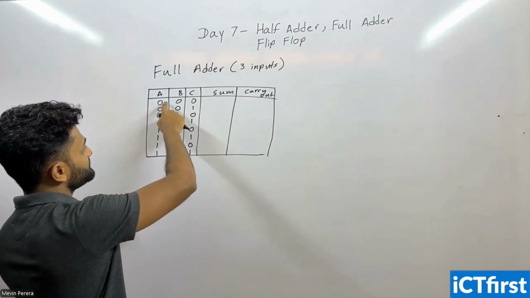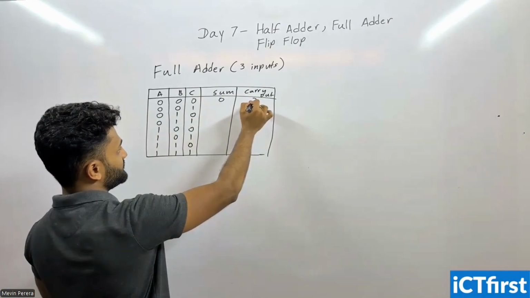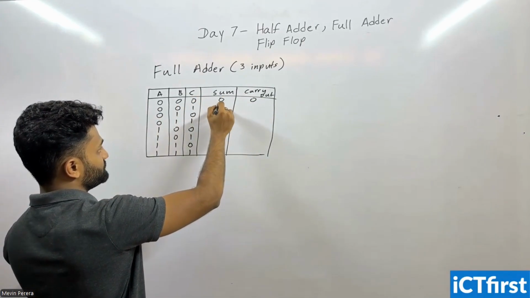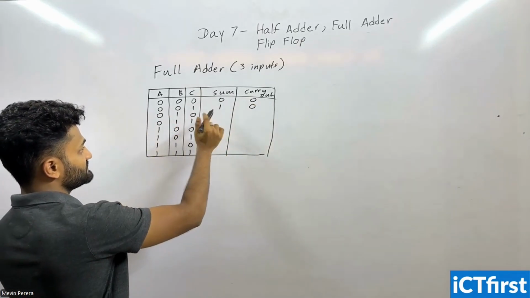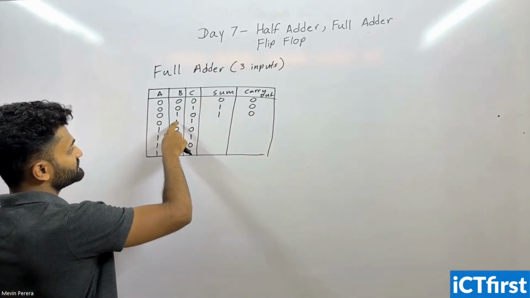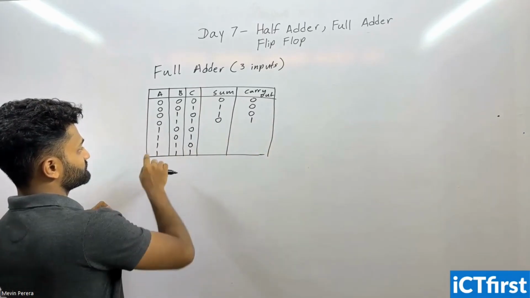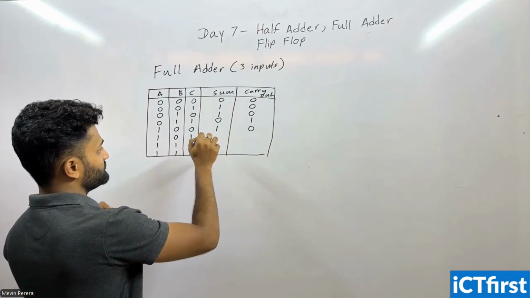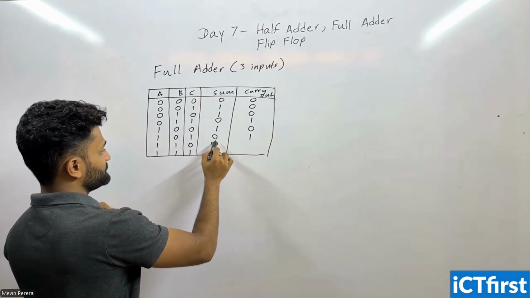Now, if you add three zeros together, sum is 0, carry out is 0. If you add 0, 0 and 1, it would be 1 and still the carry out is 0. Here also the similar result, it will be 1, 0. If you add two ones together, then sum is 0, the carry out would be 1. Here also it's 1 and 0. Here once again 0 and 1. Here even 0 and 1.